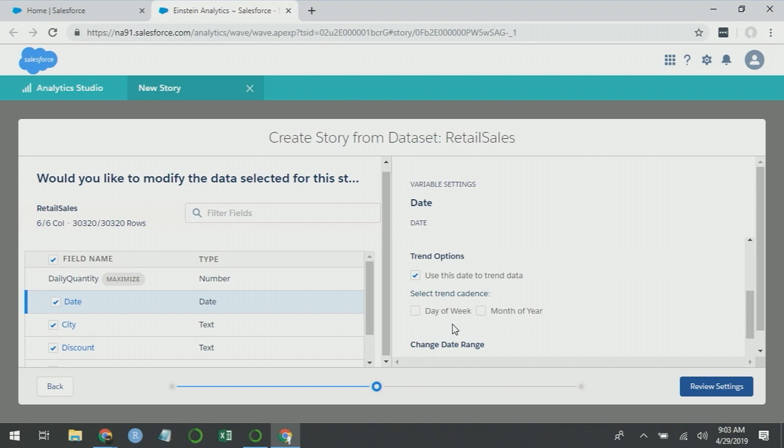If I have multiple years of data and I suspect there's some seasonality, I can tell it to look at month of year, which would determine if November is always better than the rest of the year or if it's just this one year. Similarly, with day of week, I can test whether or not Fridays always outperform the rest of the week or not.